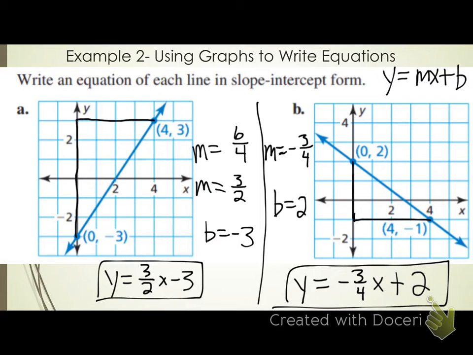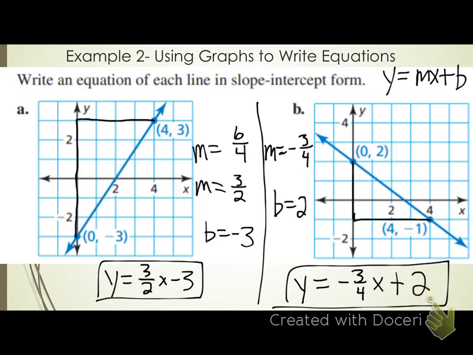Replace your slope with m in the equation. Replace your y-intercept with b. And you got your equation. Y equals -3/4 x plus 2. Any questions on that? Feeling pretty good?